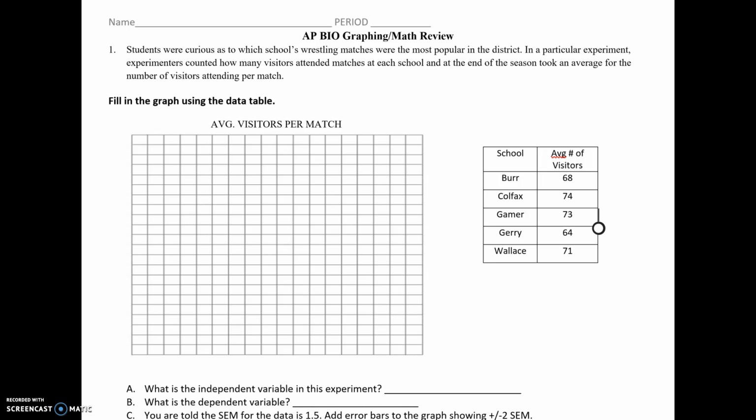So if we take a look here, the first thing we need to decide is whether we want to make a line graph or a bar graph. Here's our data on the right. Notice we have the school and the number of visitors. This is our independent variable. This is our dependent variable.